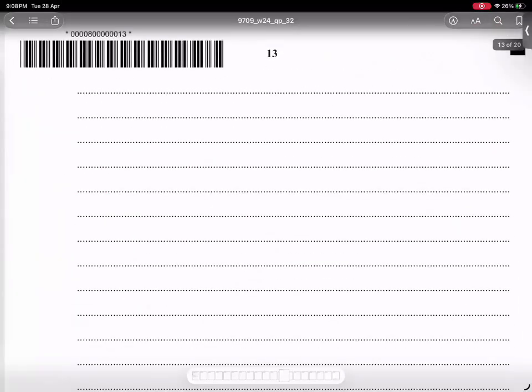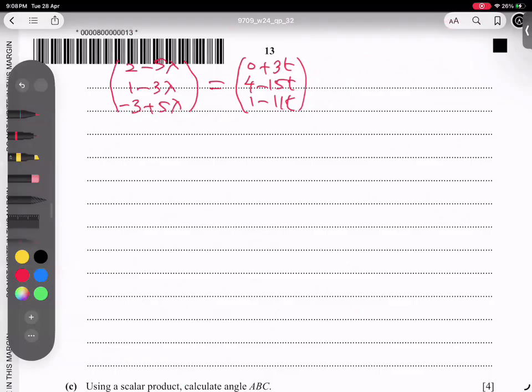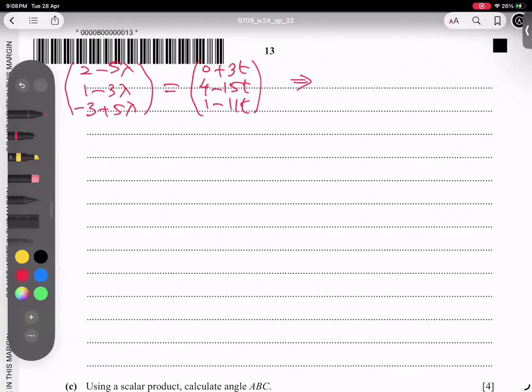I'm going to make 3 equations, students. Equation number 1: 2 minus 5 lambda equal to 3t. And 1 minus 3 lambda is equal to 4 minus 15t. And negative 3 plus 5 lambda is equal to 1 minus 11t. So I need to rearrange all three equations.